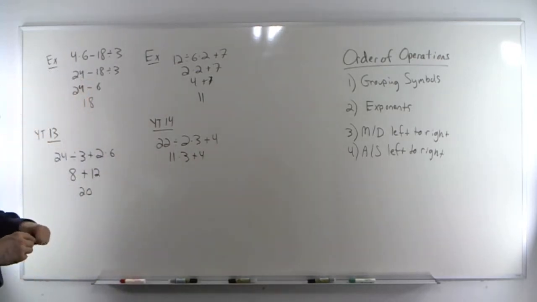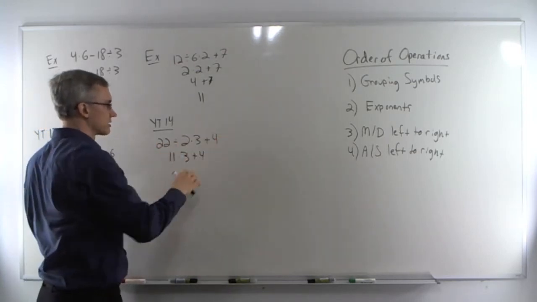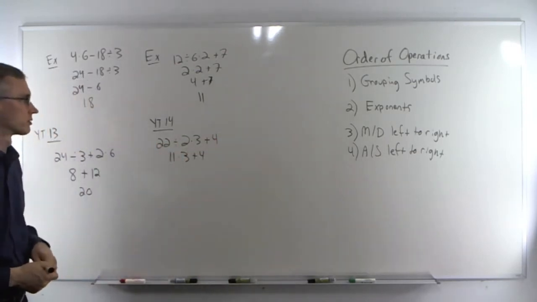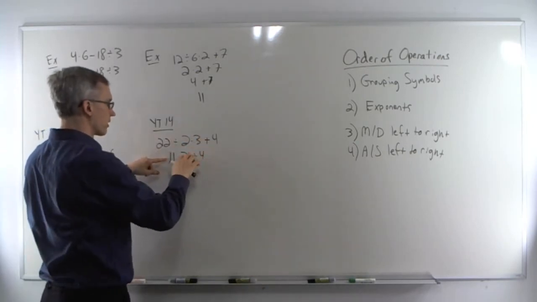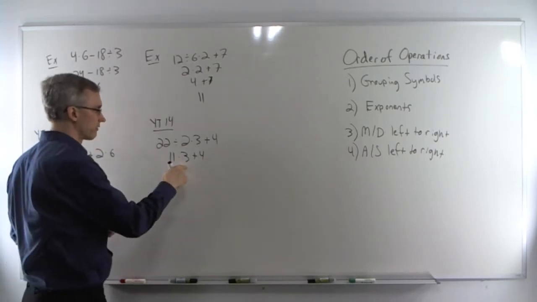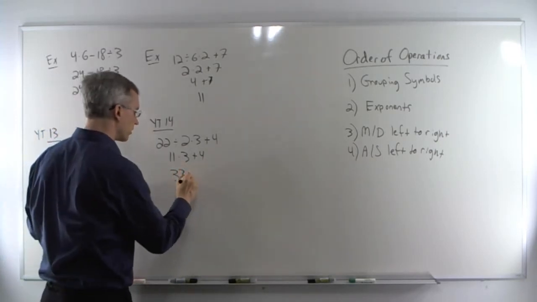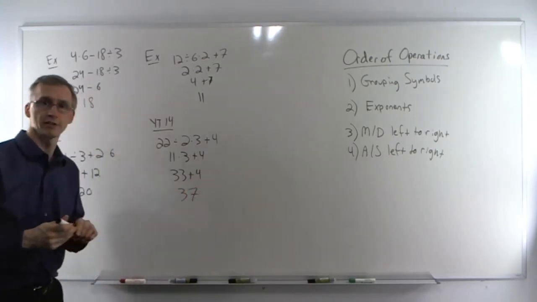So get in the habit of doing an operation, writing everything else down exactly as you see it. So we're not changing anything else. We're going to combine these 2. The 3 comes down, plus comes down, the 4 comes down. Next up, 11 times 3 is 33. Plus 4. Add those together, and you get 37.